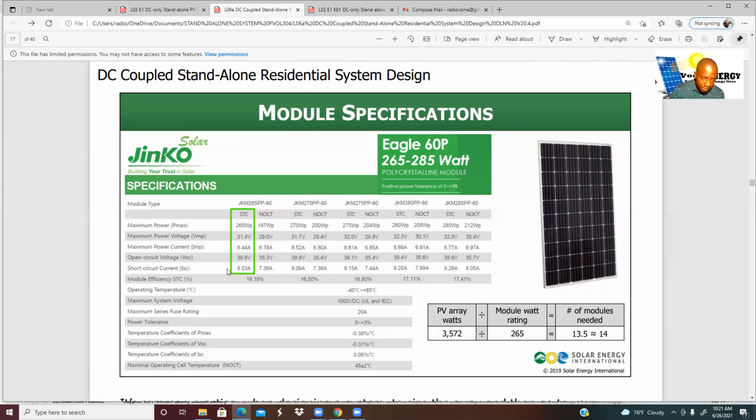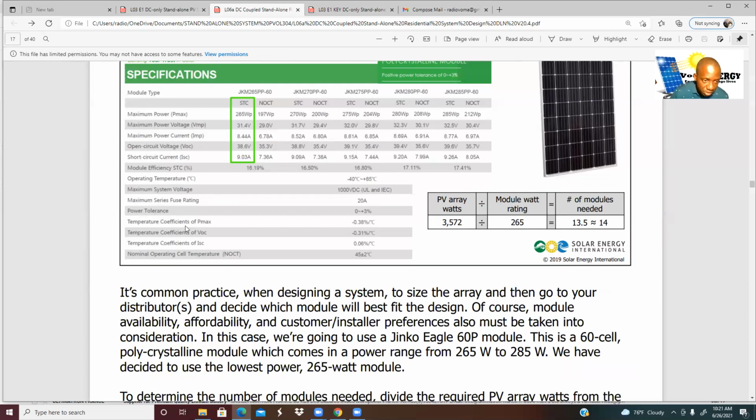Now, if you look down here, there is the information you need. The temperature coefficient of power is there. The temperature coefficient of ISC is here. Even the open circuit voltage is here. It's right on the module. The PV module has all of this information. All of that information is right there.